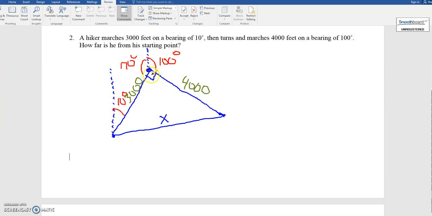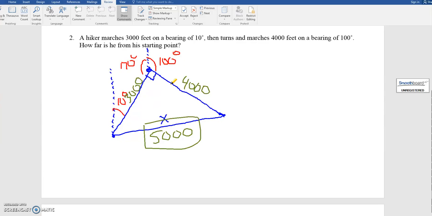So here's a right angle. That means this is the hypotenuse. If this is 3,000 and that's 4,000, again a 3, 4, 5 right triangle, that means this is 5,000. So that's our answer to the question. He is 5,000 feet from his starting point.